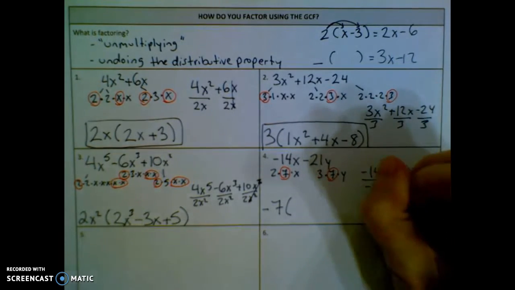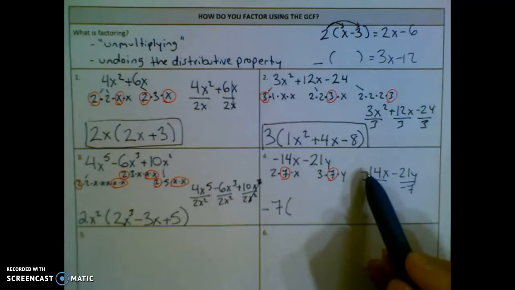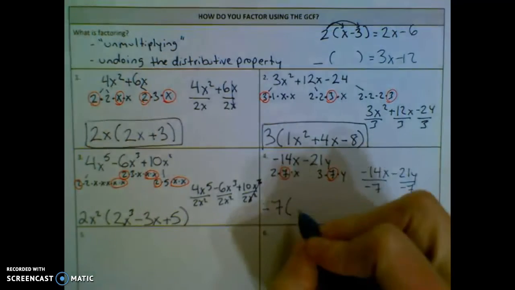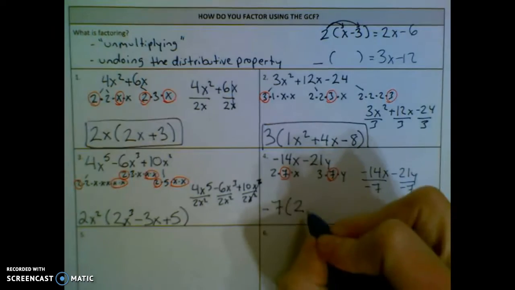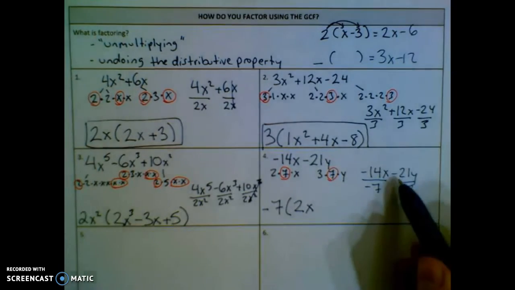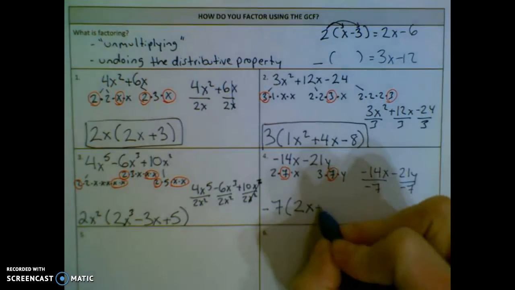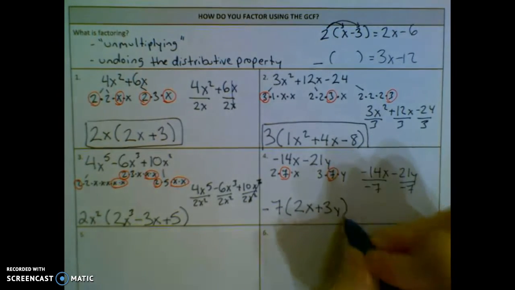And I'm going to divide every single thing by negative 7. Well, what is negative 14 divided by negative 7? Well, that's going to give me a positive 2. And I have no variables, so just x divided by nothing is just x. What is negative 21 divided by negative 7? Well, that's going to be a positive 3. And then y divided by nothing is still just y.